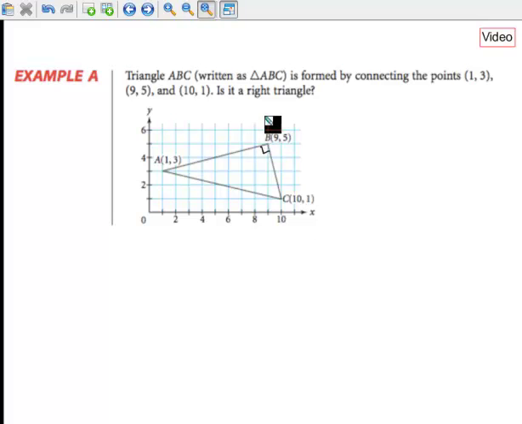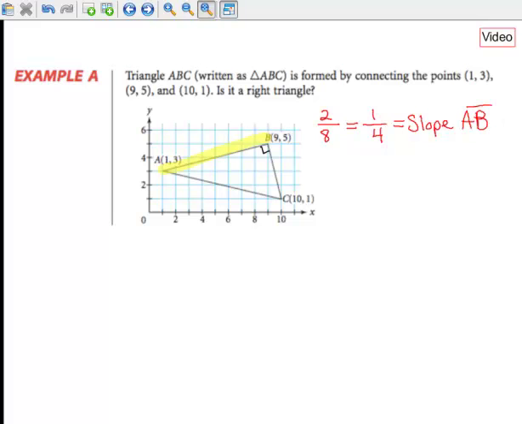We can do that by finding the slope of the two lines, simply by using rise and run. So let's find the slope of this line AB, and I'll do that in red. Our rise, we rise from 3 to 5, so our rise is 2. We run from 1 to 9, so our run is 8. So our slope equals 1/4. That's the slope of line AB.